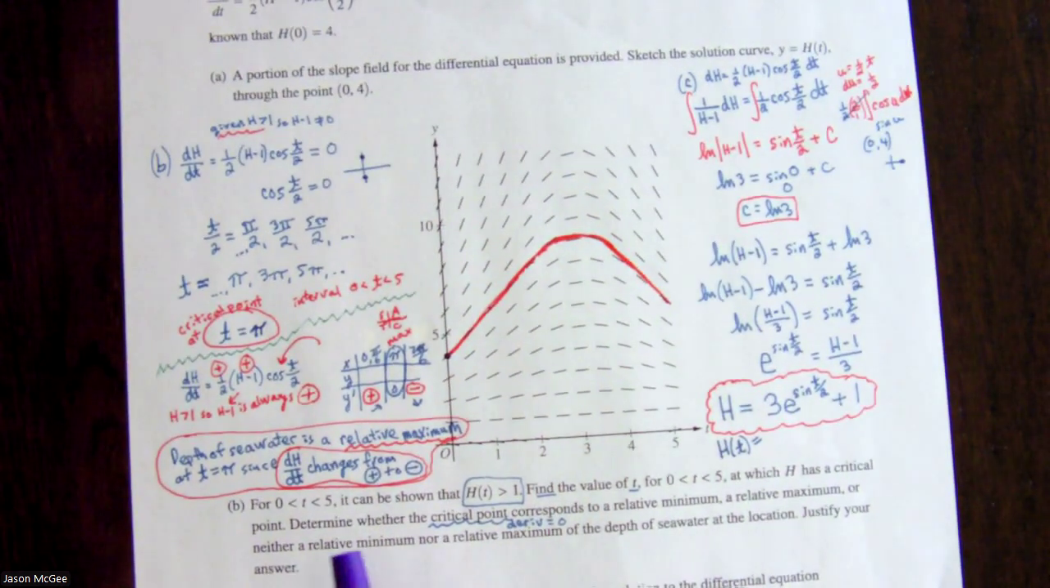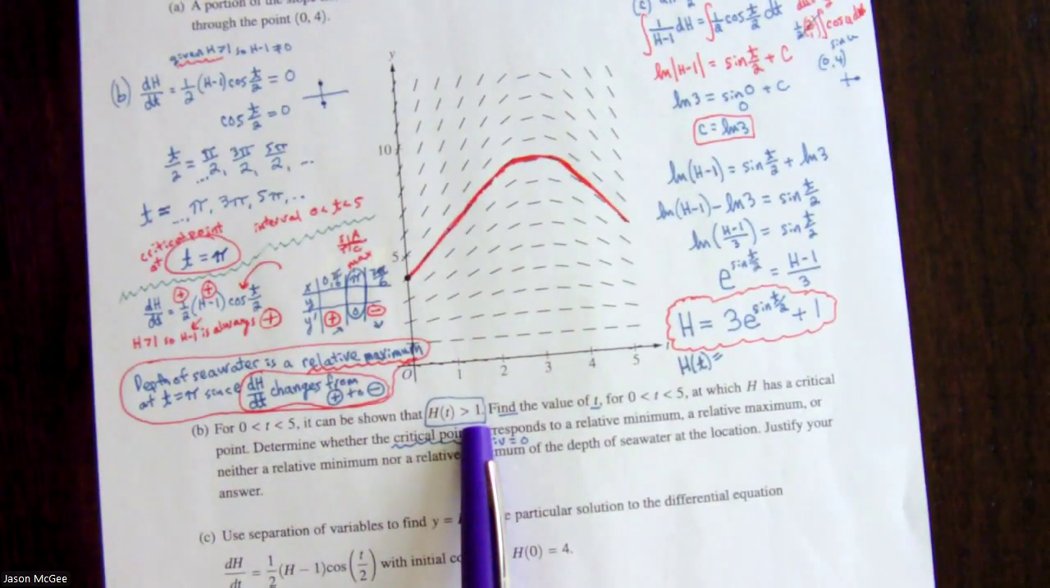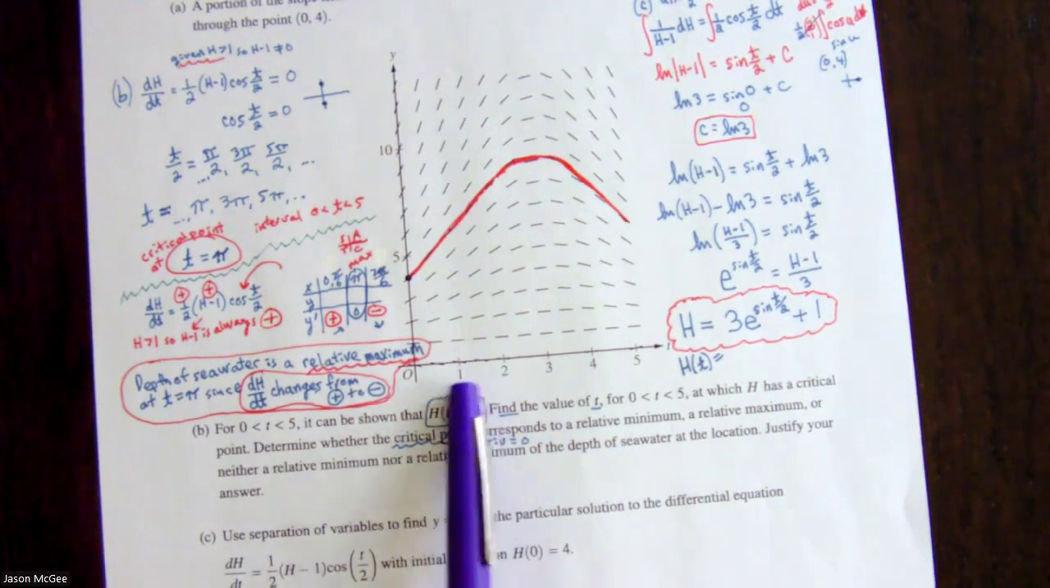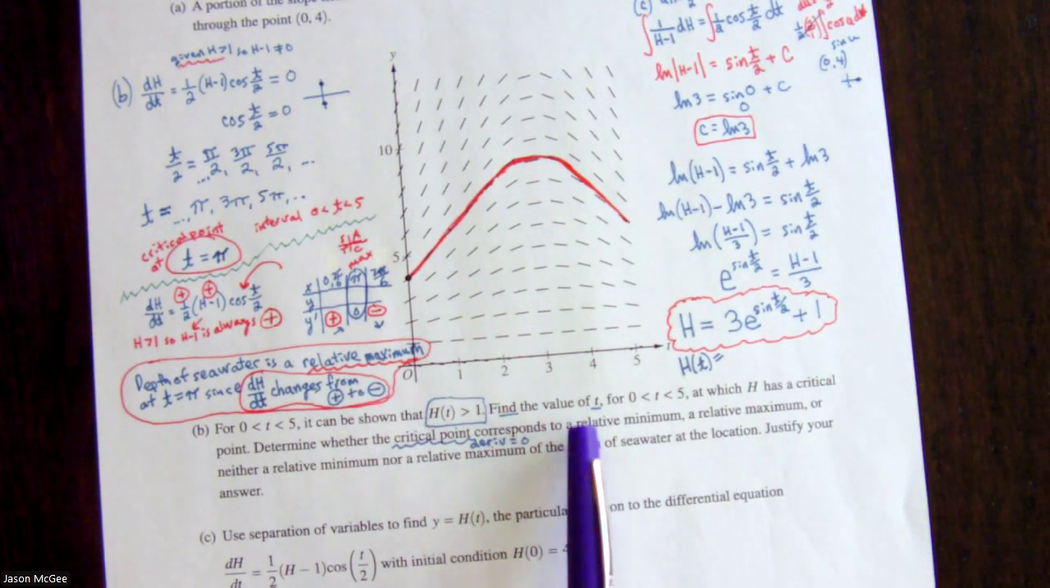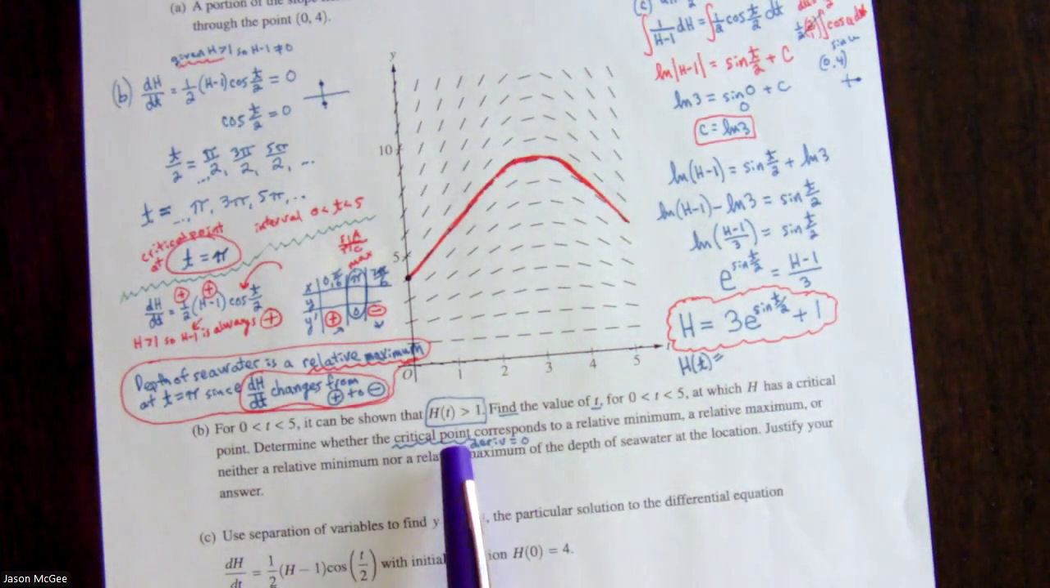Part B. Let's be careful here. It does tell us h of t is greater than 1. So I wasn't quite sure how I was going to use that yet, but I figured that'll be important at some point. And then it says find the value of t between 0 and 5 where h has a critical point. So remember, a critical point, that's gonna involve taking the derivative and setting that equal to 0.